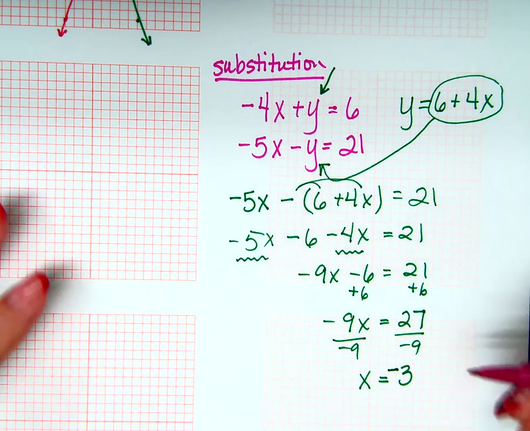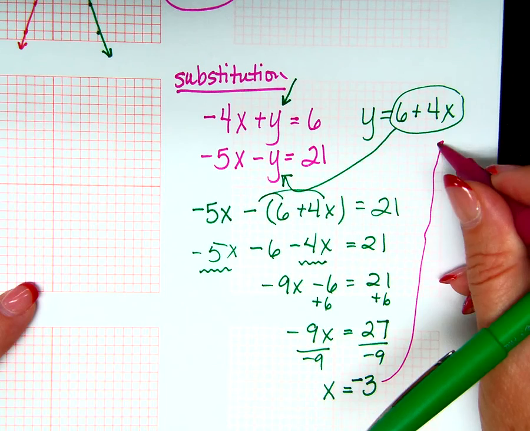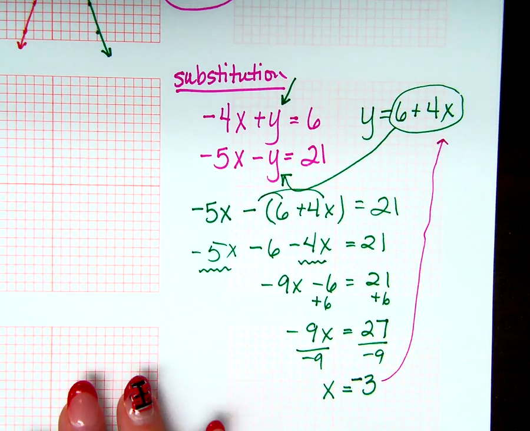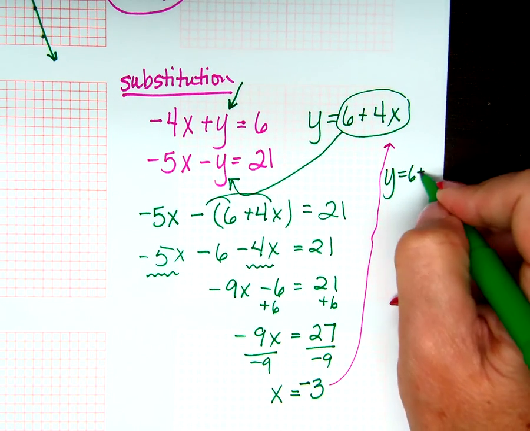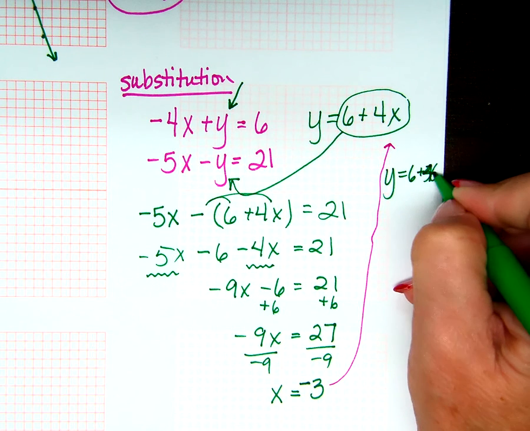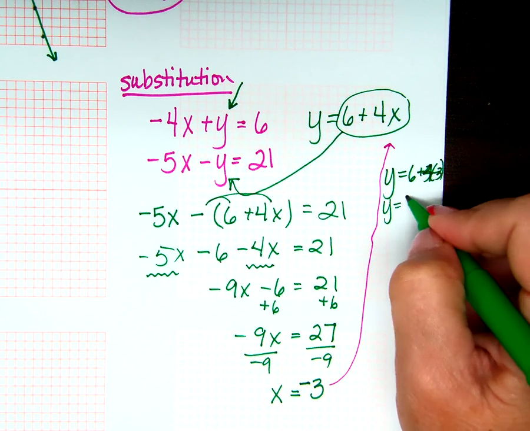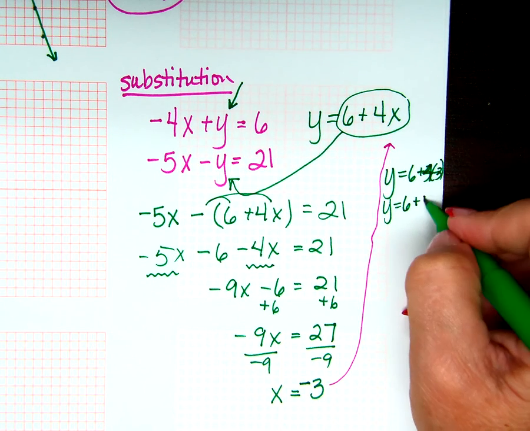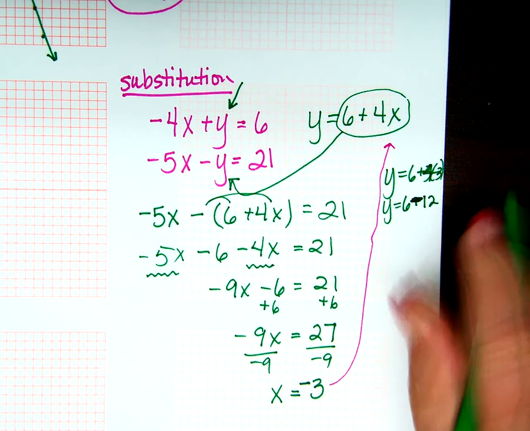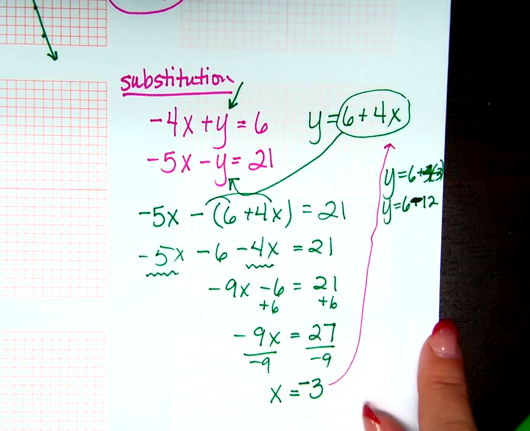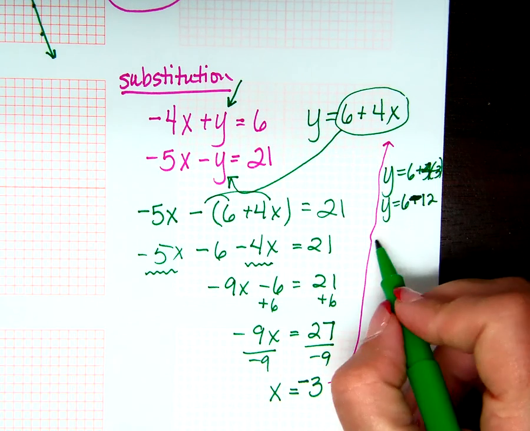Okay? So what if I take this negative 3 and put it right there? Can I do that? So y equals 6 plus 4 times negative 3. Well, what is 4 times negative 3? So 6 plus 12, minus 12. Minus 12. See, negatives are my nemesis. I fight them every day. What is 6 minus 12?